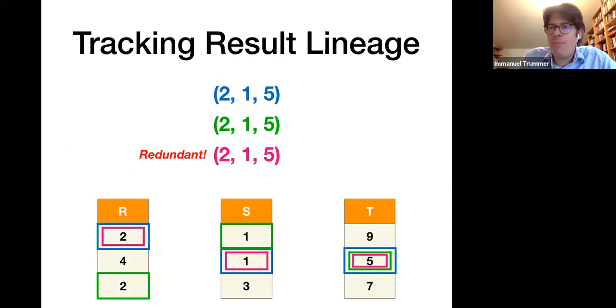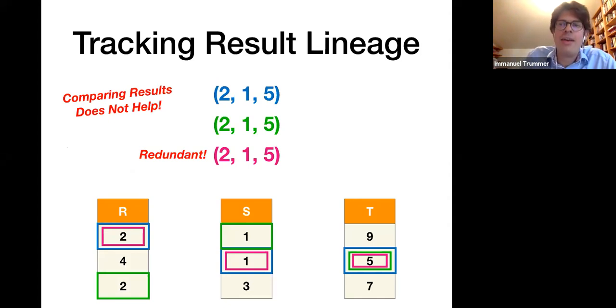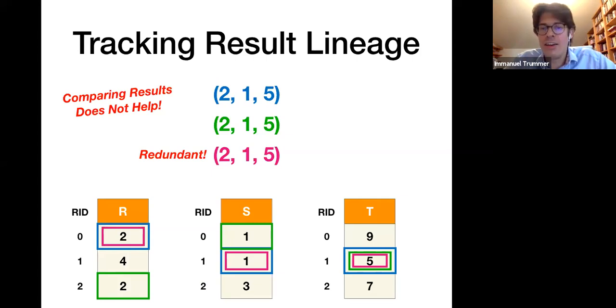Now, this tuple is redundant, but as long as we only look at the join result tuples themselves, we cannot really identify which of those 3 tuples is redundant and should be removed. In order to identify that, we look at the record IDs for the tuples in the base tables from which the join results have been generated.